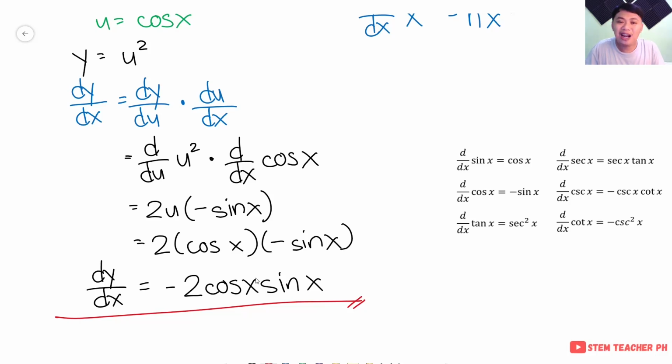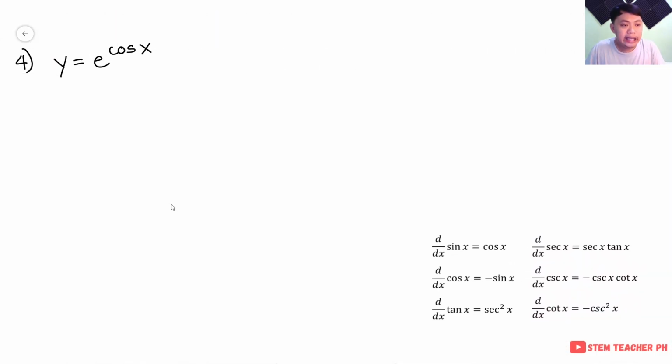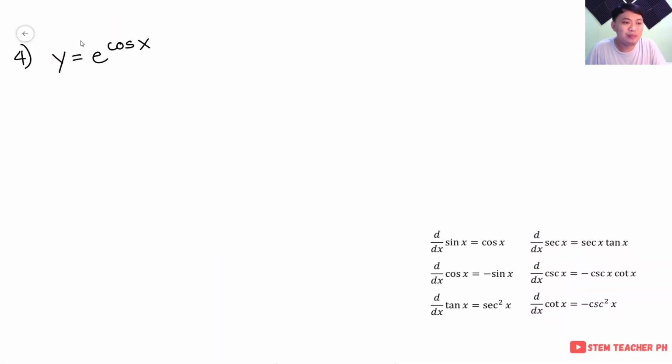Ang pinagkaiba lang nitong example na to ay yung trigonometric function, siya yung naging inner function ng chain rule. So now, let us have more examples. Proceed tayo sa number 4. We have y is equal to e raised to cosine of x. So meron tayong exponential function na nandito.